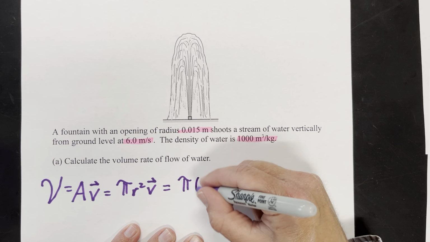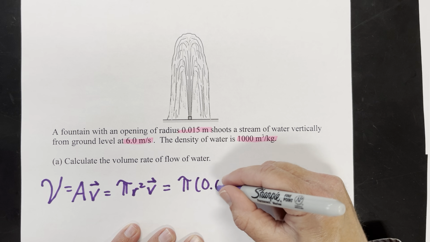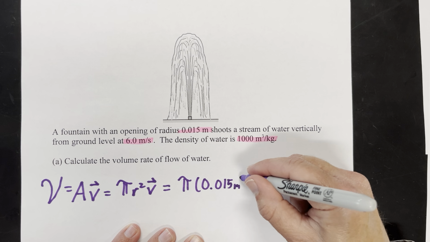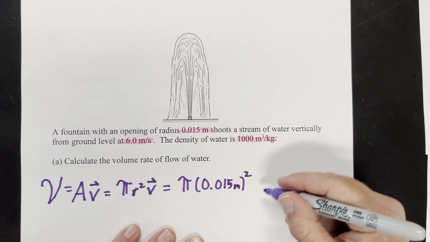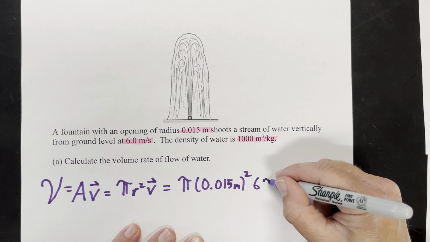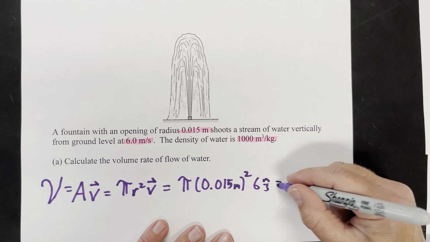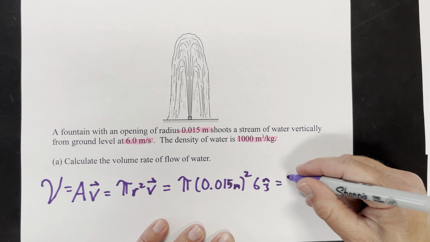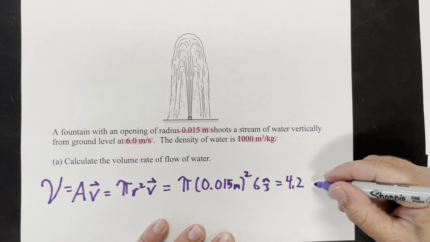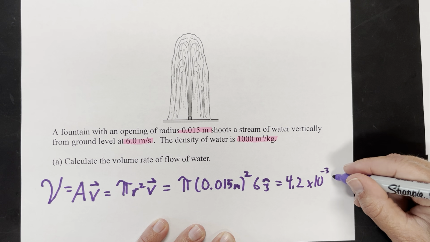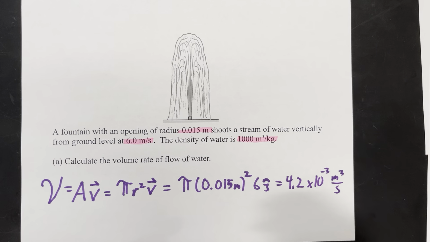So we've got pi, the radius they gave us is 0.015 meters. Don't forget to square that. And the velocity is 6 meters per second. And so if you calculate all of that out, you should get 4.2 times 10 to the negative third cubic meters per second of volume flow rate.